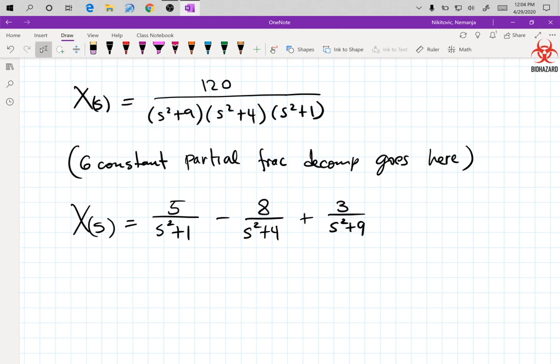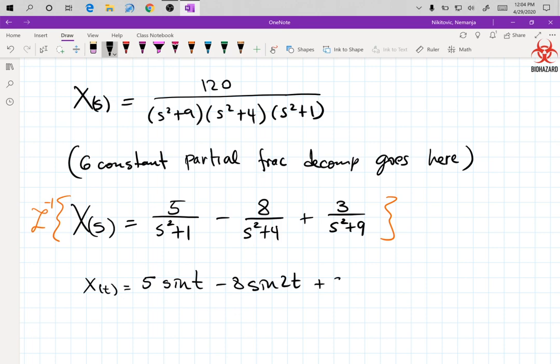And now I have X of s, right? Because I can inverse Laplace this. So I hit this with the inverse Laplace, and I get my x of t, which is 5 sine t minus 8 sine 2t plus 3 sine 3t. All right, those are all of your k's.